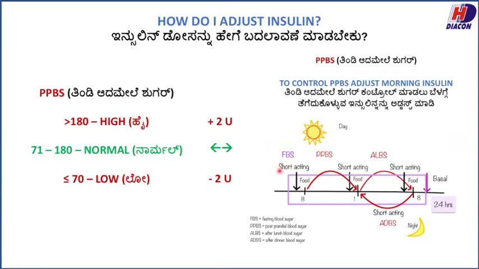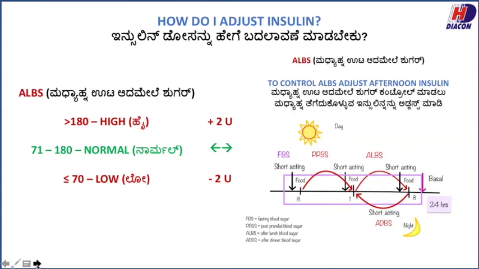So the next day when you take your morning insulin, reduce the dose by 2 units. How do we control the sugars after lunch? To control the sugars after lunch, we adjust the afternoon dose of the mealtime insulin. So if your sugars after lunch are normal, 71 to 180, let's say it's 150, that means the amount of insulin you've taken in the afternoon is perfect. You continue the same dose, don't change the dose.